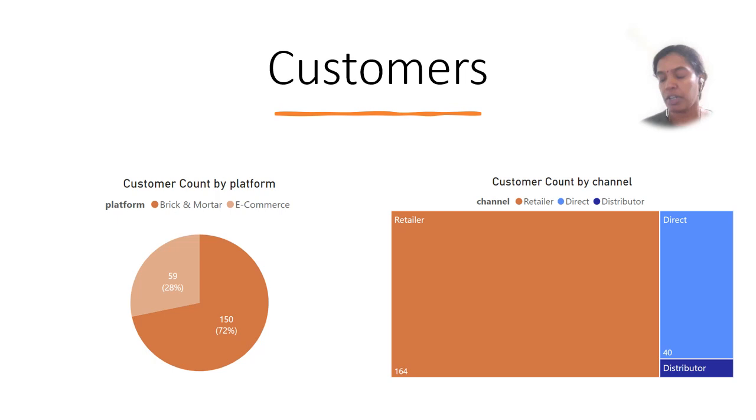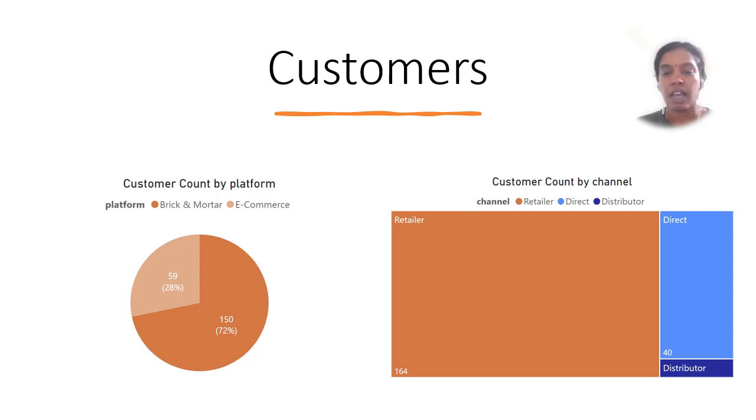Atliq is a computer hardware and accessories manufacturing company, and they sell their products to various customers. Their customers are further categorized as brick and mortar customers and e-commerce business. You can see from the pie chart here that about 72% of their company's customers are brick and mortar.